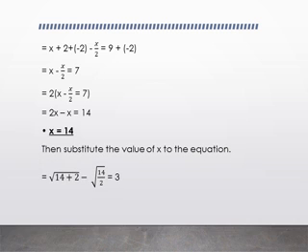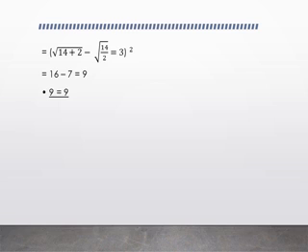Then substitute the value of x to the equation. Now we are substituting: the square root of 14 plus 2 minus the square root of 14 over 2 is equal to 3. And again, applying the steps in solving an equation, we need to eliminate the radical sign by raising the equation to the power of 2. Now we have 16, because 14 plus 2 is equal to 16, minus 14 over 2 is 7, is equal to 9, since 3 squared is 9. Now we have 16 minus 7 is equal to 9. Now it is equal. 9 is equal to 9.